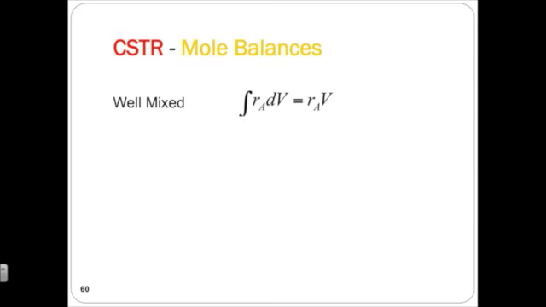We also considered the CSTR to be well mixed. We said that the rate was everywhere the same within the reactor. So this is invariant with reactor volume and can be taken outside the integral sign, in which we just have the rate of generation is just rA times the reactor volume. So this brings us to our mole balance in this form: in minus out plus the rate per unit volume times volume is 0.